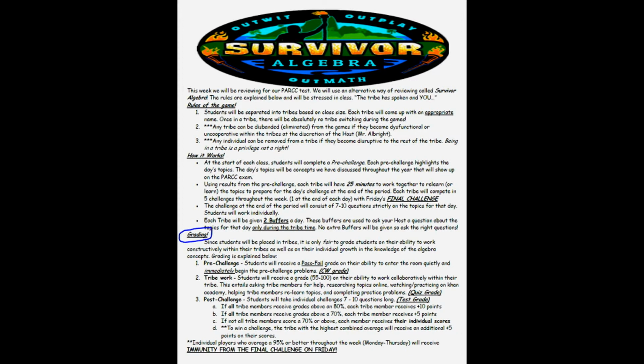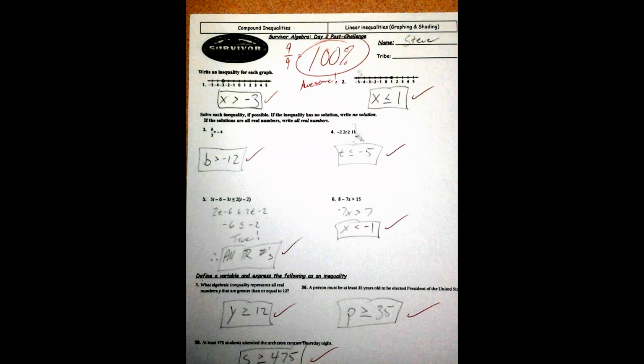If all tribe members score above an 80%, each tribe member receives plus 10 points on their post-challenge grade. If each tribe member scores a 70% or above, each tribe member gets 5 extra points on their post-challenge grade. If not all tribe members score above a 70%, then each tribe member just gets their individual grade.